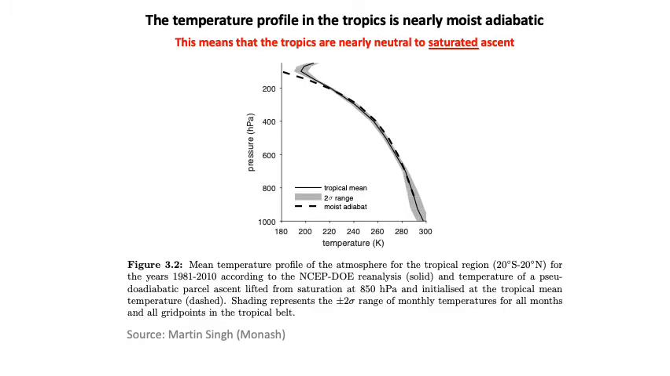Okay, so the starting point is the temperature profile in the tropics is nearly moist adiabatic. And so what that means is that the tropics are nearly neutral to saturated ascent. So what does that mean?